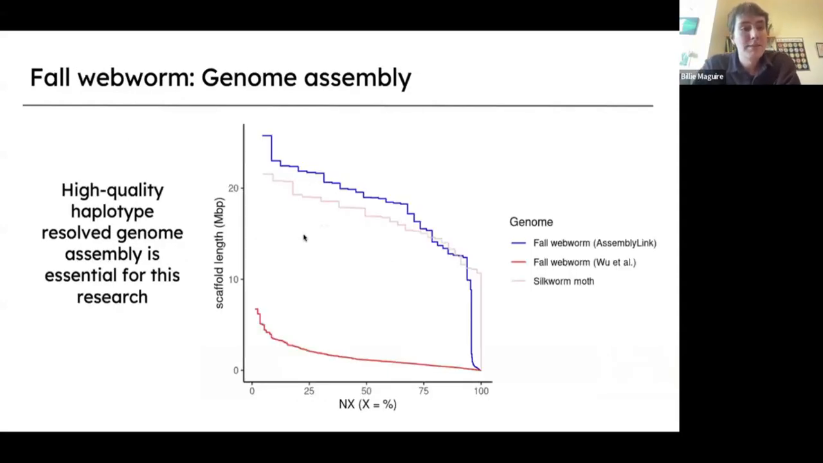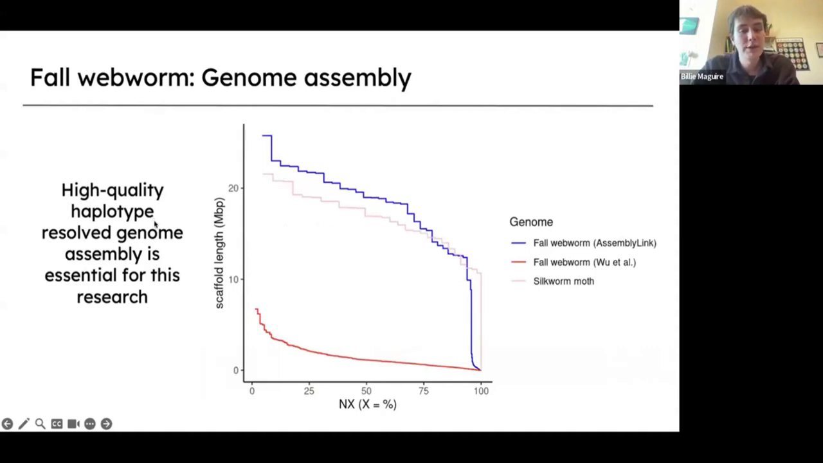And so we needed a haplotype assembly for fall webworm, and we thought we had a high-quality assembly because Wu et al. published a fall webworm genome, and they made it publicly available in NCBI. However, this genome was of poor quality. And so I've shown that in this red line here. On the x-axis, we have the percentage of the genome covered, and on the y-axis, we have the scaffold length.